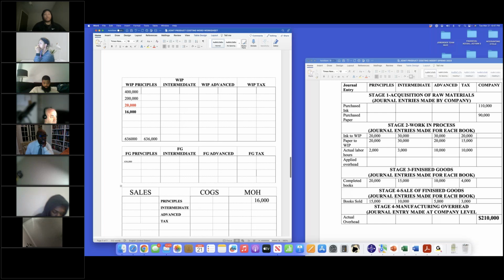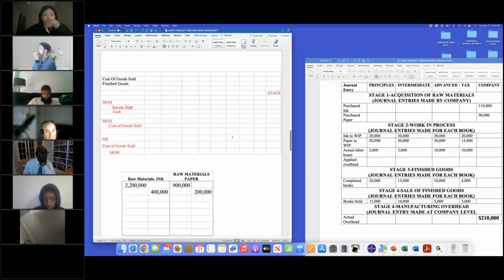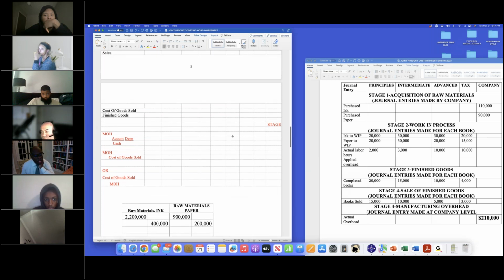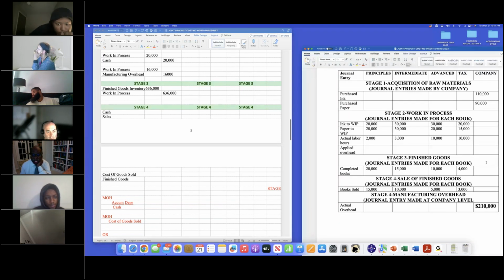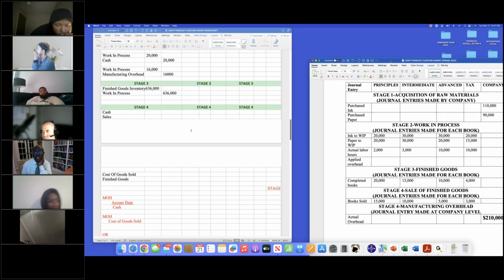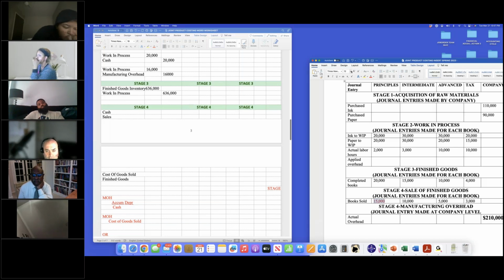Now, how many books did we sell? 20,000. Oh, you sold 15,000. I'm so lost right now. These are the numbers you're using to make the journal entries. Where did we get 15,000 from? Right here, it tells you the number sold is 15,000. That's always a given. So all the way across, it's got the number sold.